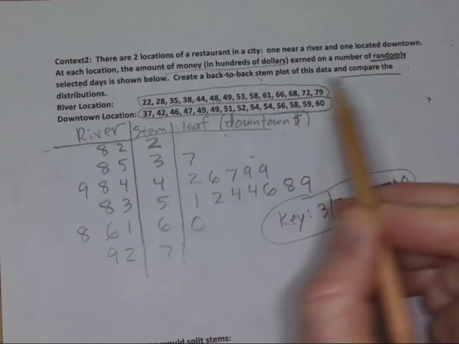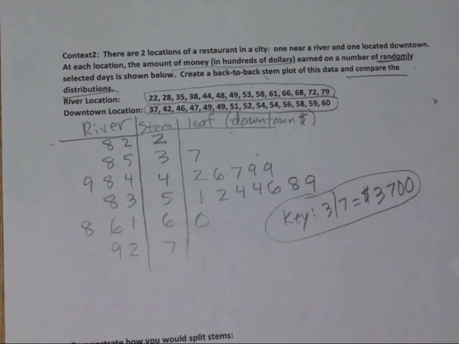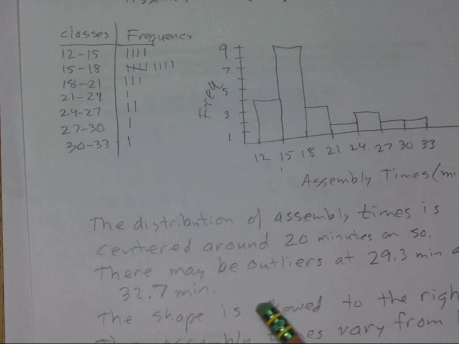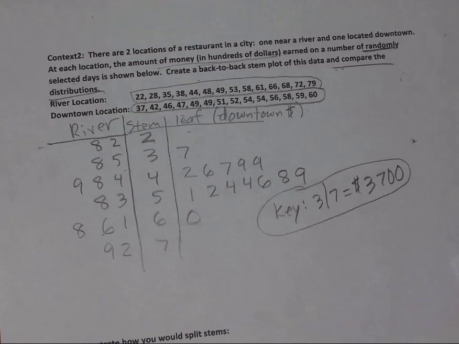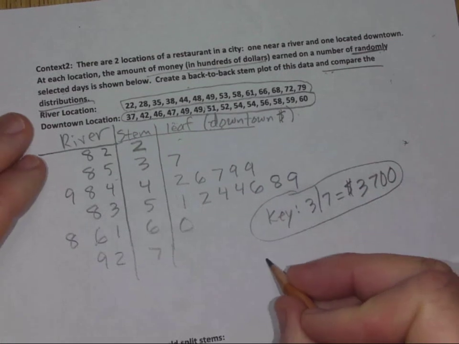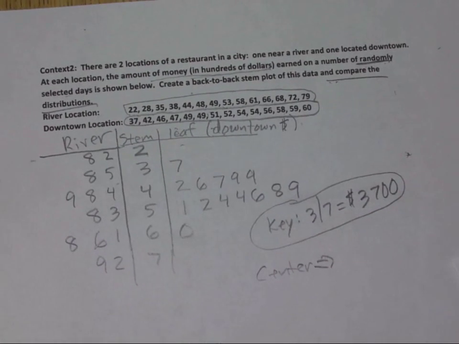It says to compare the distributions. So what you would do is write a paragraph really similar to the paragraph we wrote before, except now we're going to use comparative phrasing. So we would compare their centers, using comparative phrases.